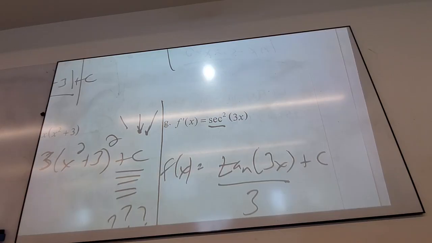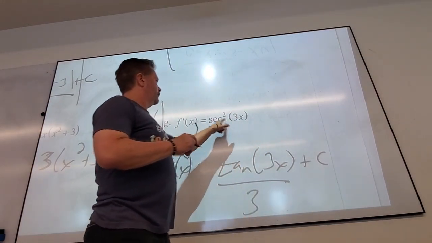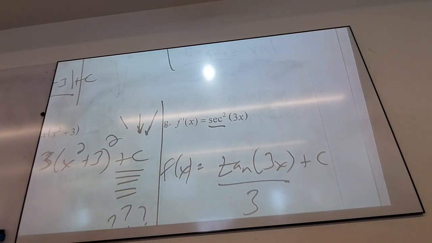Does the 3x have to be in the parentheses, or can it be in front of the tan? Hell no, it's inside the function. Yeah, 3x is inside the function. It can't go anywhere else.